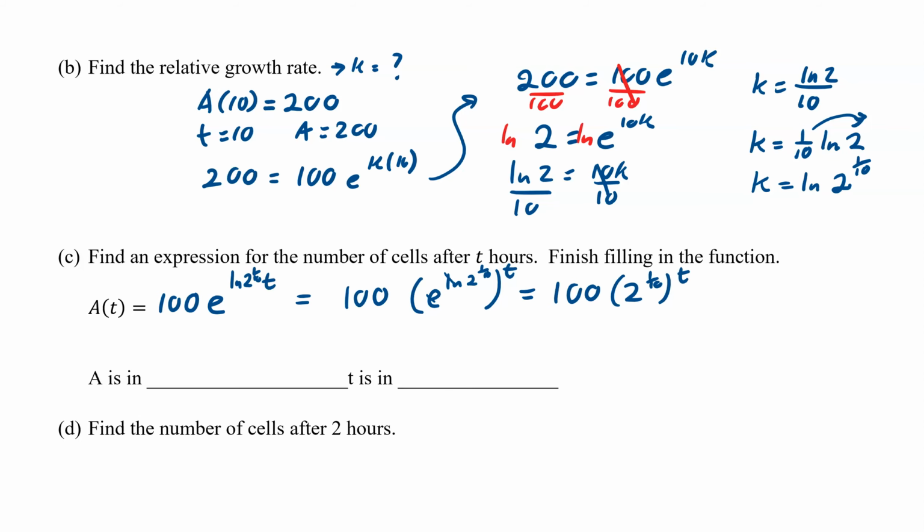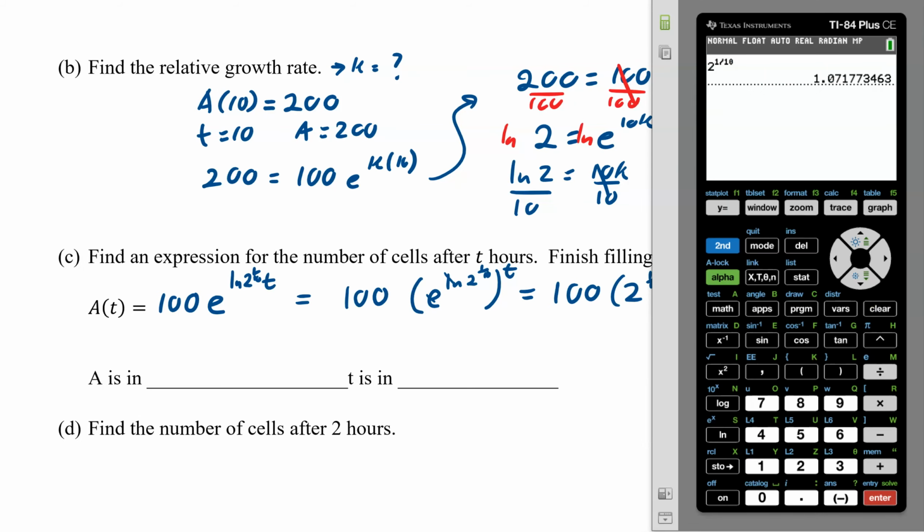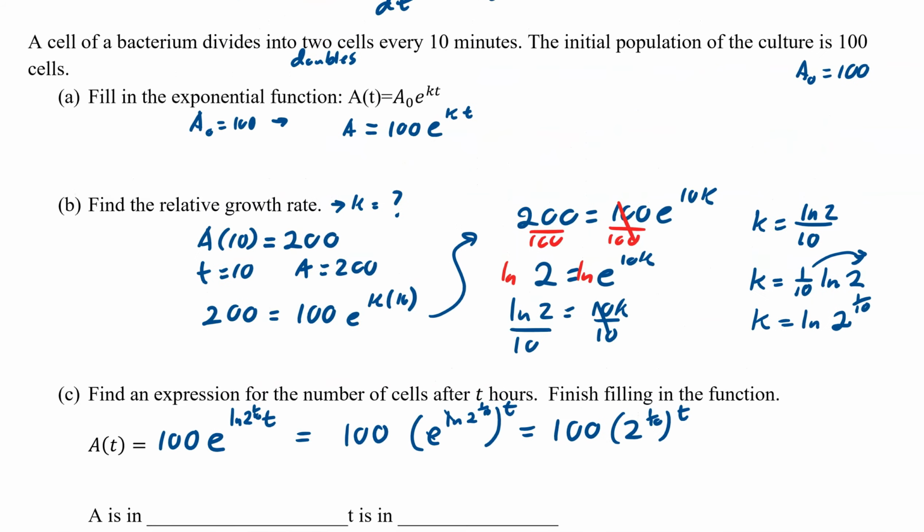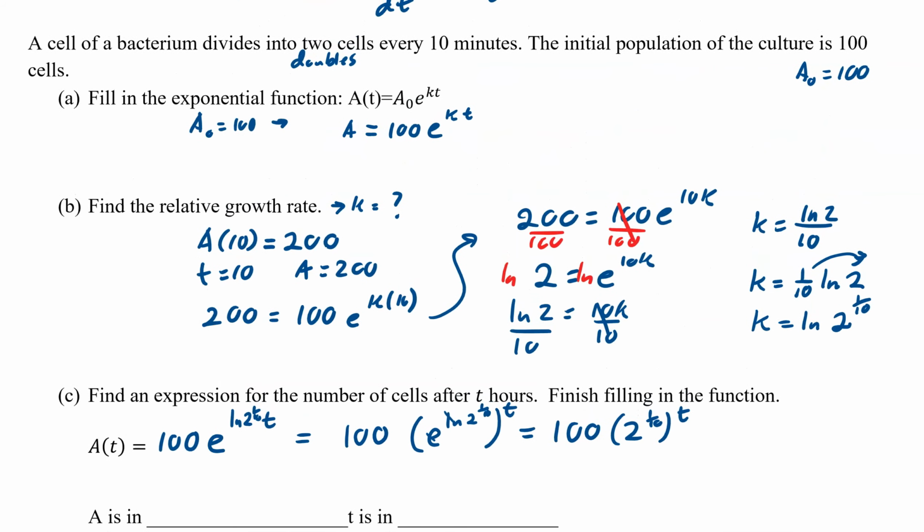So now what does that tell us? Well, 2 to the 1/10, if we plug it in the calculator, is 1.07. This is 107%. So we're getting a growth rate of 107%. So every minute, we add 7% basically to it, 7% of what it was previously. So this is now our new formula. And a, we go back up and see what it is: a is the number of cells.